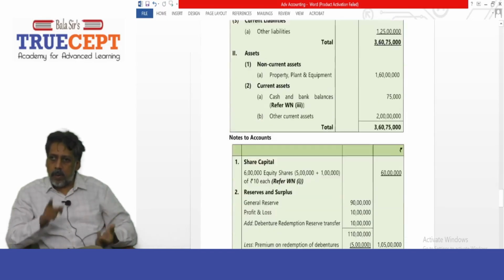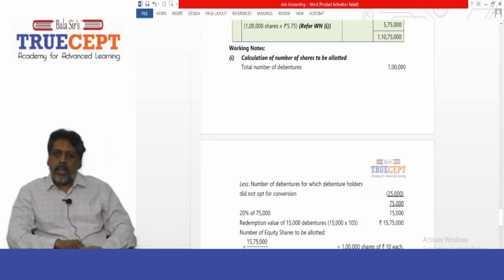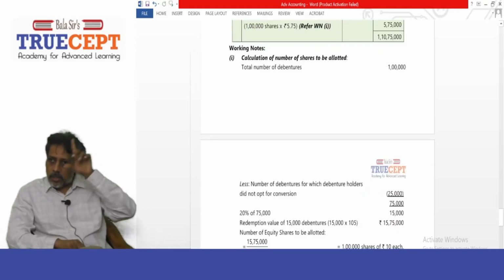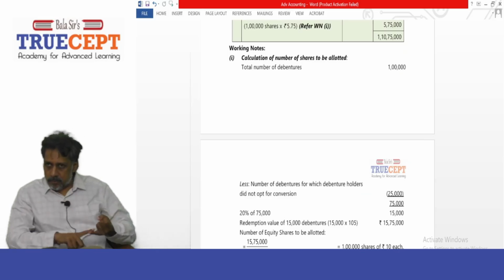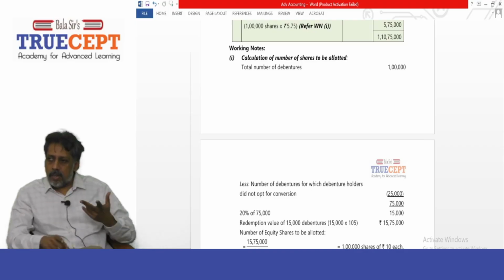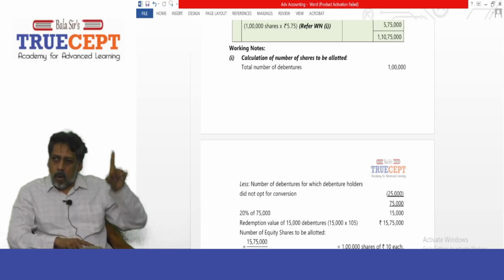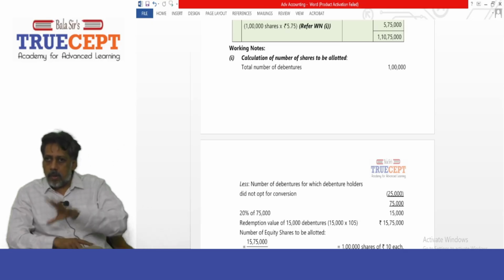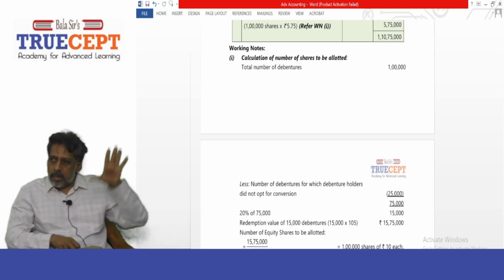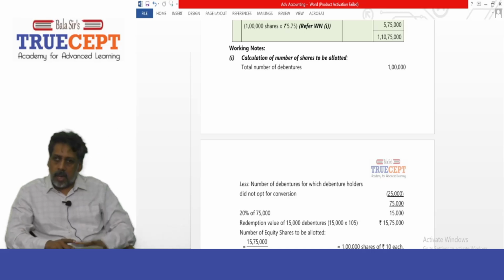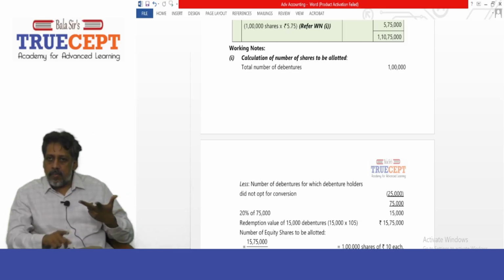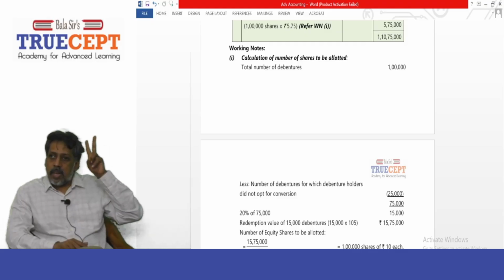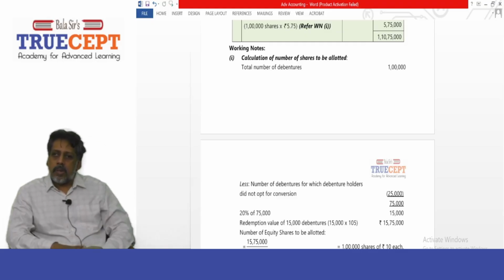Just say working note number 1. We are going to calculate the number of equity shares that will be issued on conversion. Just see the working. There are 1 lakh debentures out there. From that, minus 25,000 debentures, that means the holders of 25,000 debentures. Don't bother about the 100 debenture holders, okay? 25,000 debentures are not exercising their right to convert. So what is 1 lakh minus 25,000? 75,000 debentures. On 75,000 apply 20%. What is that? 15,000 debentures are converted.